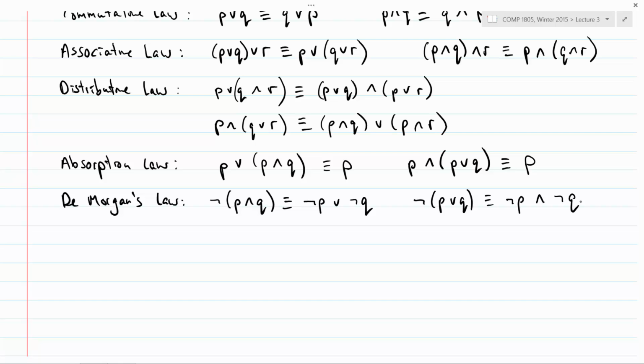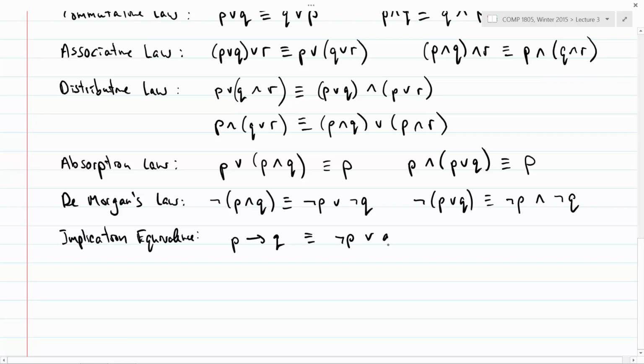What if it's an implication? So if it's an implication, you need to get rid of the implication first, and I'll show you how to do that right now. So implications are really just disjunctions in disguise. So implication equivalence is one of the last rules we'll need. And this says that P implies Q is exactly the same as not P or Q, where the negation just applies to the P.